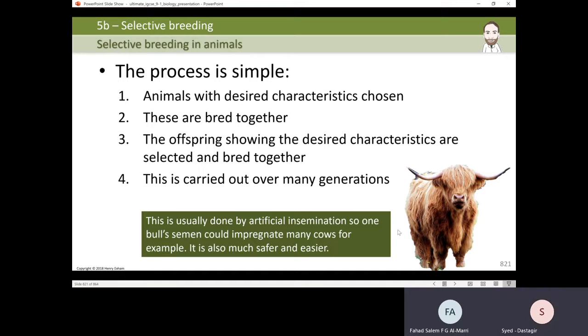Okay, so if you carry on reading the green box, maybe it'll become clearer. So one bull's semen can impregnate many cows, for example. It's also much safer and easier. Yeah, so we use one male to breed with many females. But it's not natural breeding, so humans actually insert the semen or the sperm. Okay, that's artificial insemination.